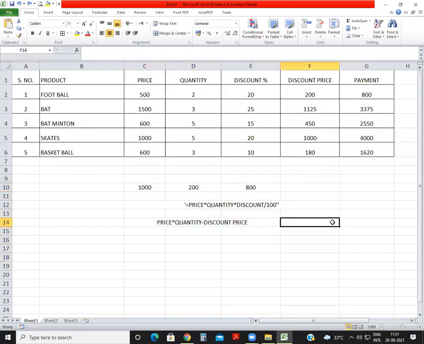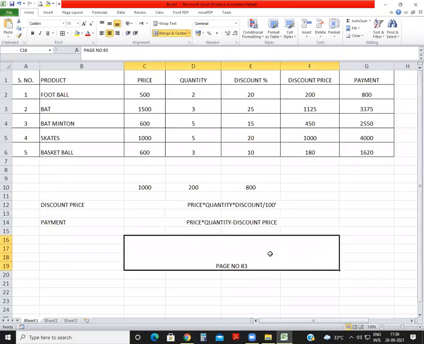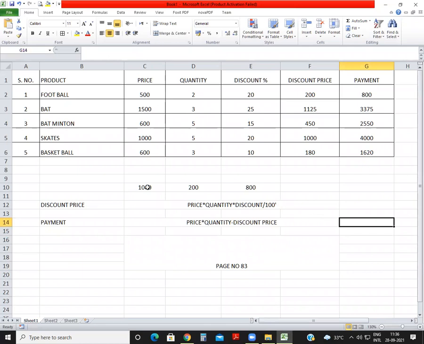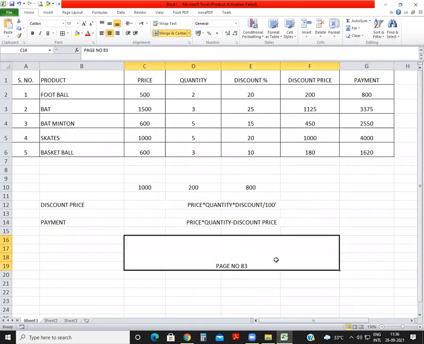तो ये आप लोगों को आज practice करना है, this question. Okay, the shopping chart. This question is given in your book on the page number 83. Okay, suppose ये page number 83 यहाँ पे लिखा है.